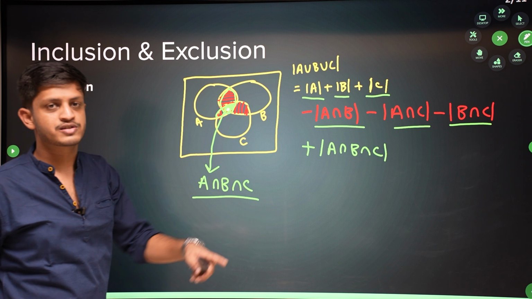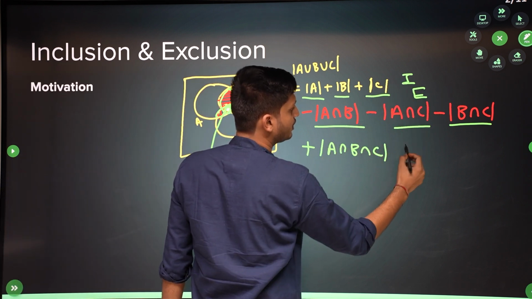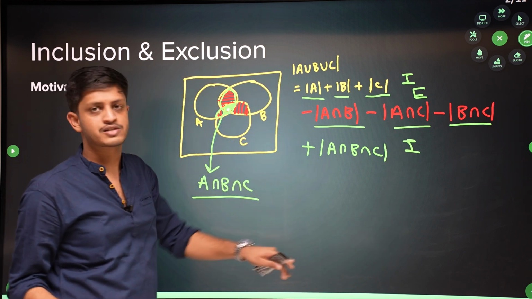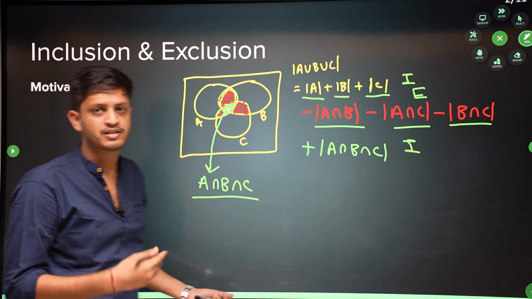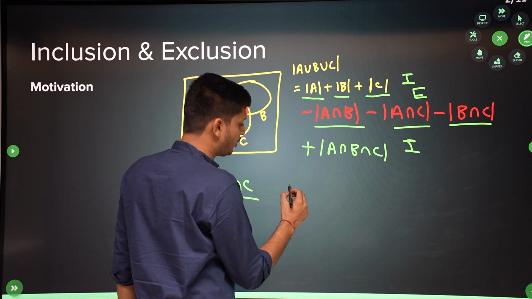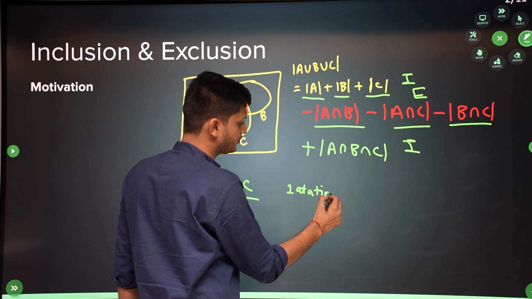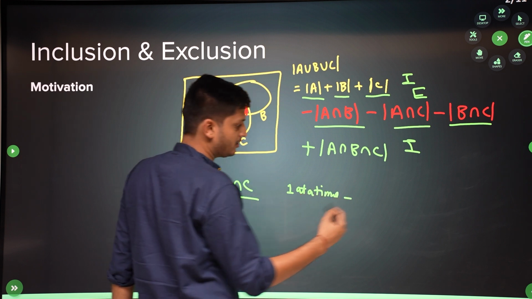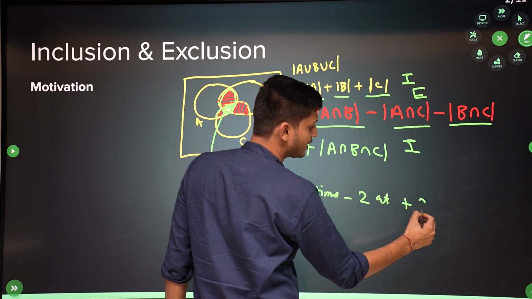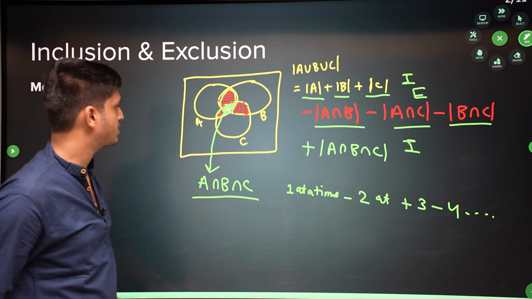So this is what inclusion-exclusion is. We include, we exclude, then we again include, and so on. If we have four sets, we will include, exclude, and so on. That's why inclusion-exclusion, right? So basically what we are doing, keep all the elements which take one at a time. Then we subtract the sets with two at a time. Then we add three at a time. Then we subtract four at a time, and so on. This is what inclusion-exclusion is.